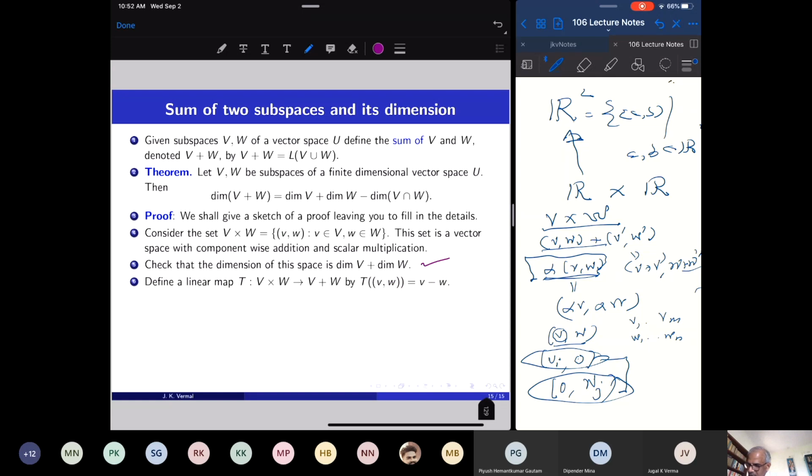So please write a proof that the dimension of V cross W is dimension V plus dimension W by exhibiting an explicit basis which is constructed out of bases of V and W. Okay, now V plus W I defined as the linear span of V union W, and V cross W I just defined as the Cartesian product of V and W.